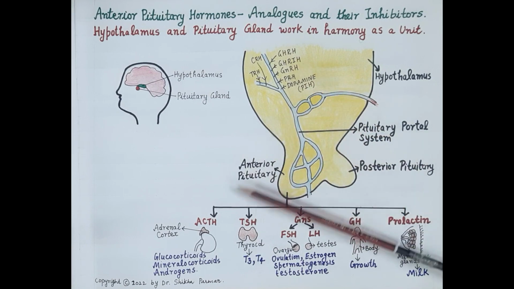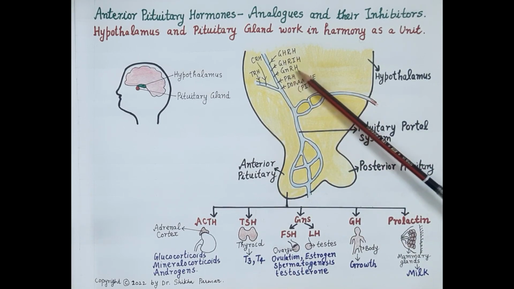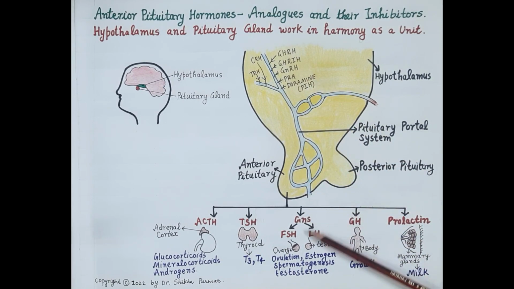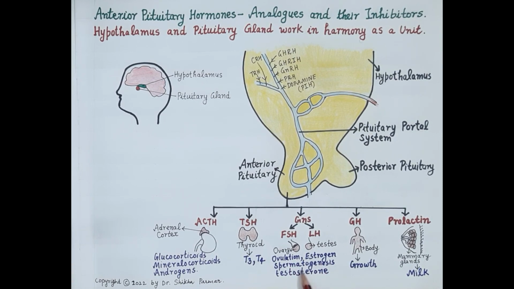Now, in addition to this, GnRH, that is the gonadotropin releasing hormone released by the hypothalamus, stimulates the release of gonadotropins from the anterior pituitary, that is FSH and LH. Now, FSH and LH work in harmony and together regulate the functioning of the ovaries and testes. Now, these hormones are responsible for ovulation and secretion of estrogen in women, whereas in men, they are responsible for spermatogenesis, that is the process of production of sperms, and the release of testosterone from the interstitial cells of the testes.